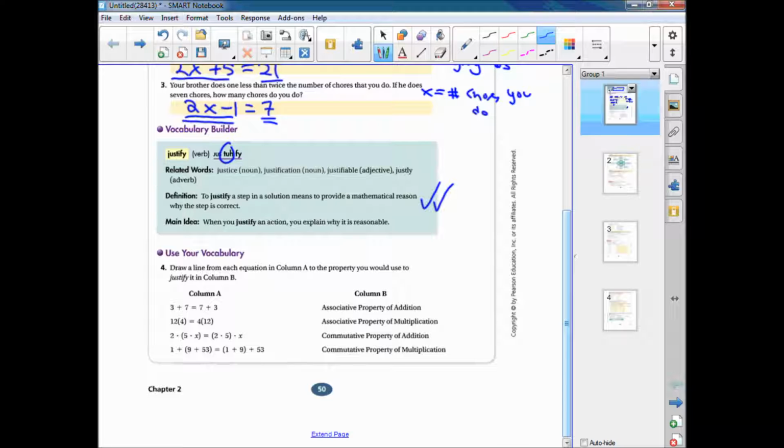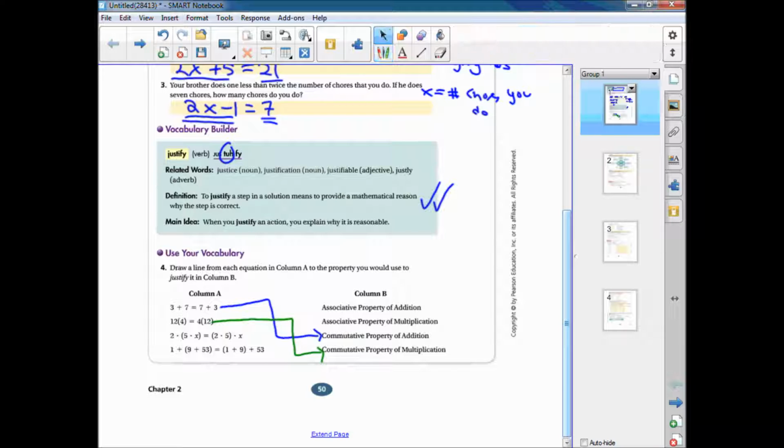Okay. All right, so draw a line from each equation in column A to the property you would use to justify it in column B. So I might say 3 plus 7 equals 7 plus 3. What math property do we know that would help us say that? This one is the commutative property of addition. Remember, a commutative property says we can add in any order we feel like. Okay, 12 times 4 equals 4 times 12. So this is the commutative property of multiplication. We can multiply in any order we feel like.